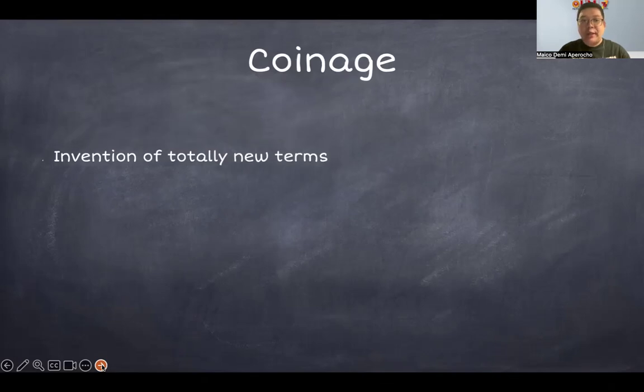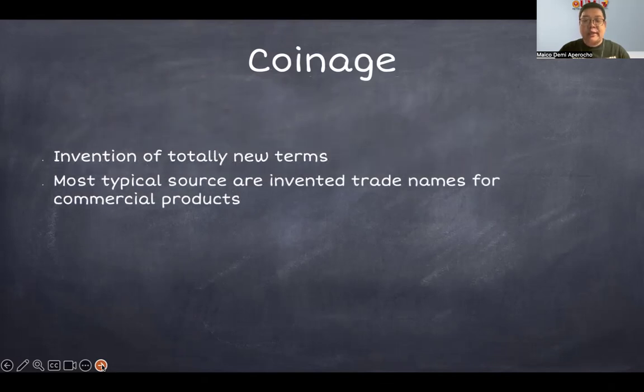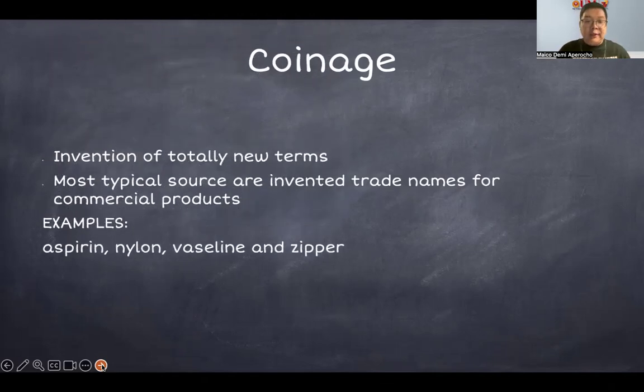So when we talk about coinage, it means invention of totally new terms. Its most typical sources are invented trade names for commercial products. So basically, coinage originated as a process when it comes to inventing trade names, because they felt like there was a need to make use of terms that are commonly understood by parties or individuals involved in trading or commercialization.